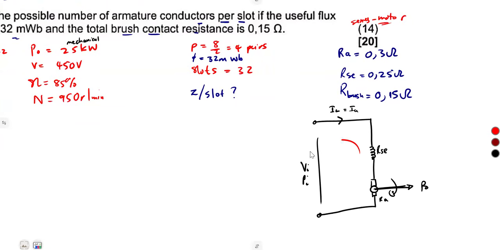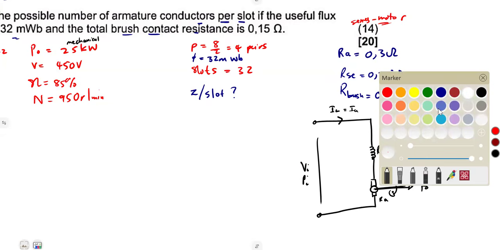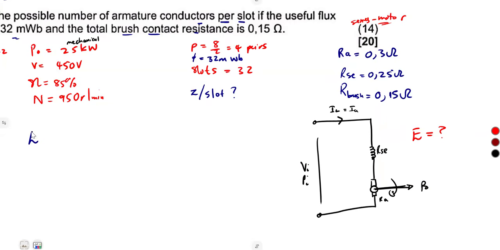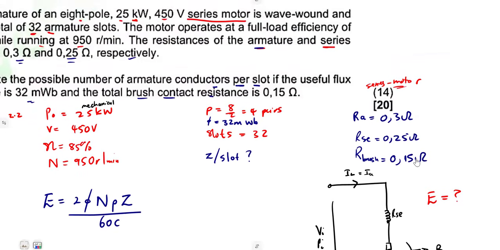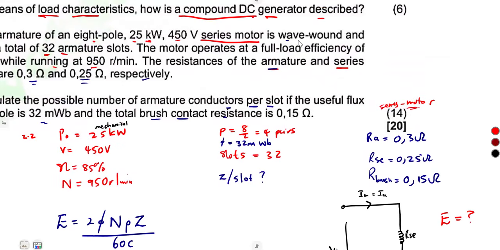So this circuit of the series motor was going to help us to determine that big E, the generated EMF, which is needed to determine Z. Since we do understand that E is equal to 2 times the flux, the useful flux, we need N, the speed, the pair poles, the number of armature conductors over 60C. C is supposed to be given here as wave wound. So C is equal to 2 for a wave.